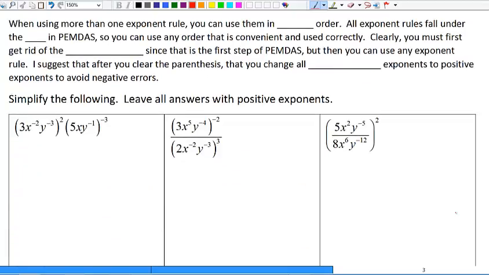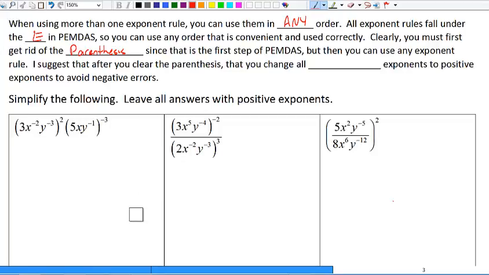When using more than one exponent rule, you can use them in any order. All exponent rules fall under the E in PEMDAS, so you can use any order that is convenient and used correctly. Now, clearly, you must get rid of the parentheses first, since that's the first step of PEMDAS. But then after that, you can use any exponent rule in any order.